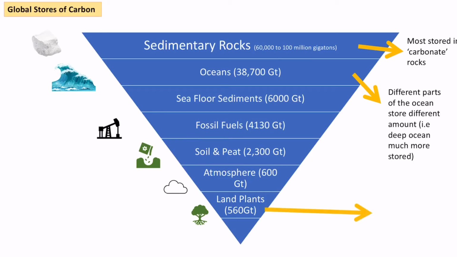The last point I wanted to highlight was the fact that land plants, so our trees and forests, which we really do associate with carbon, we think of processes like photosynthesis, but unfortunately they actually don't store that much. That's a really significant thing to know because it plays into the carbon cycling aspect of it.